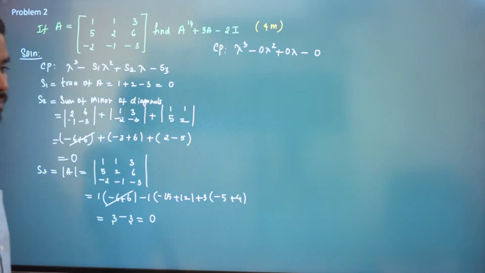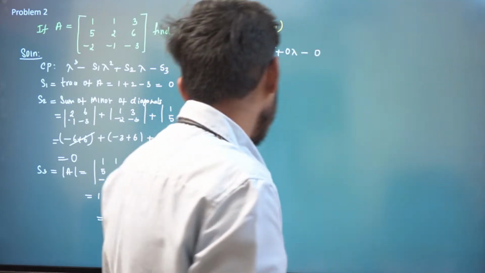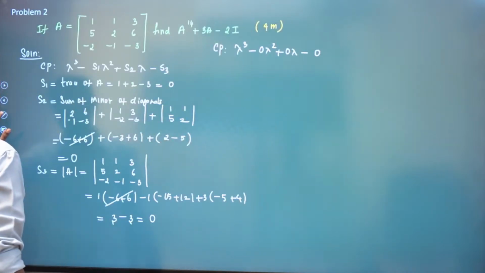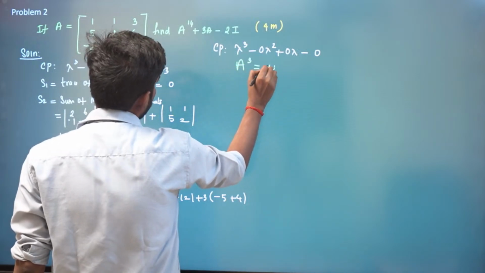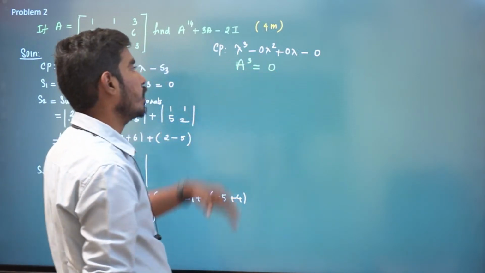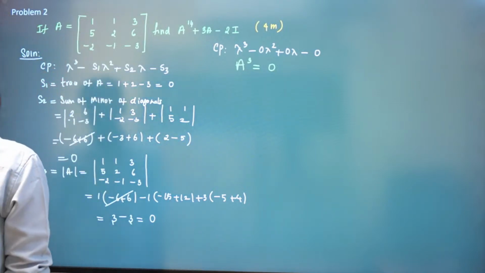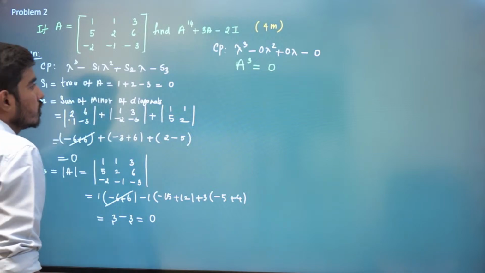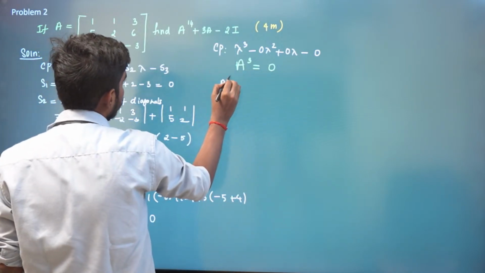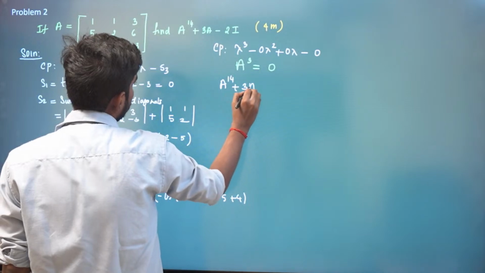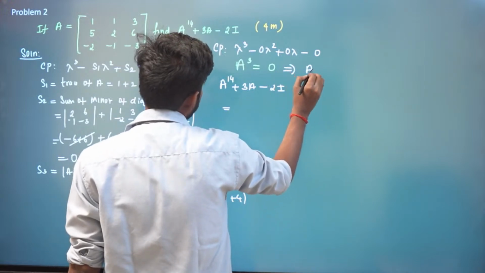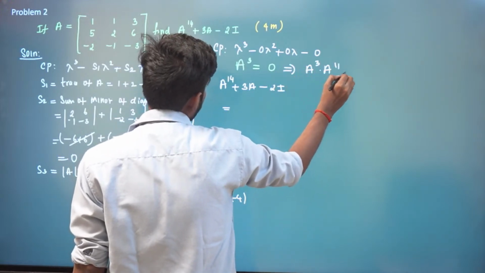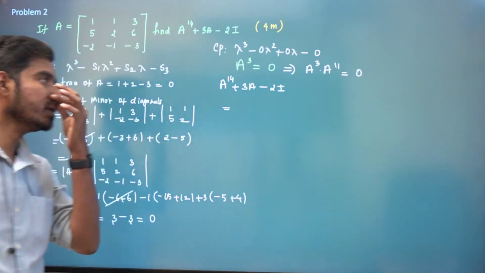So we know every square matrix satisfies its own characteristic equation by the Cayley-Hamilton theorem. So that means A cube is equal to 0, right? You just replace lambda by A, and you will get A cube equal to 0. So we need to find A power 14 plus 3A minus 2I. A cube is 0 means A power 14 is also 0, right? Because A cube into A power 11 is A power 14. So that means A power 14 is also 0.